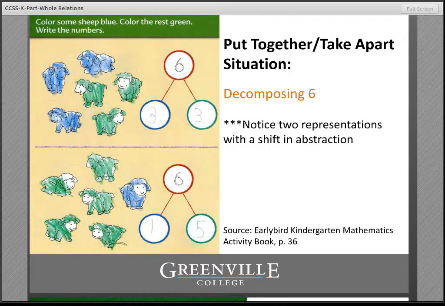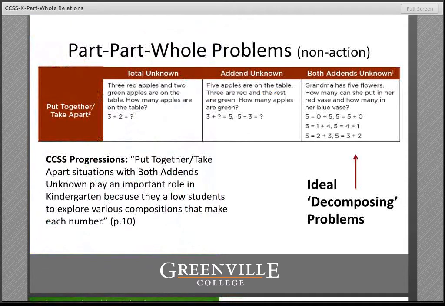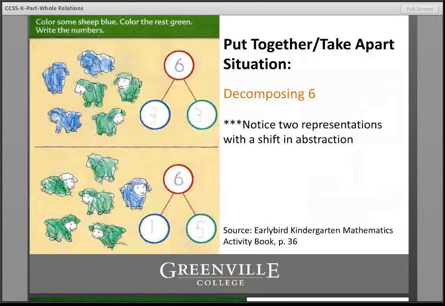I thought I'd show you a couple of pictures from some curriculum of what it might look like to have some tasks that decompose numbers. And even though these have little in the way of words, you can make up word stories about them that are very similar to the part-whole problems that we just saw with both add-ins unknown. So in this case, there are sheep. How many sheep are there? Okay, so you can establish that you have 6 sheep.